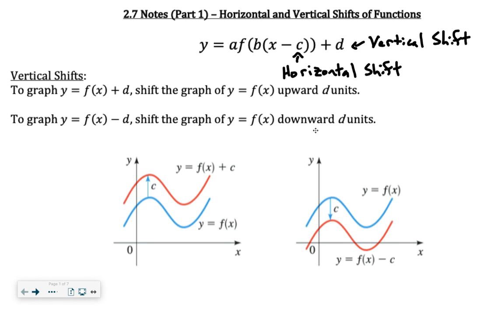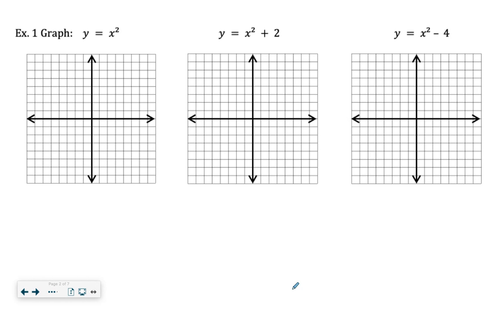Okay, and here's a generic picture, right? They use the value C in this picture instead of D, but it's the same idea. Okay, if I'm adding something outside of my function, and what I mean by outside of my function, we can illustrate in this next example. So let's say that our parent function is y equals x squared, okay?